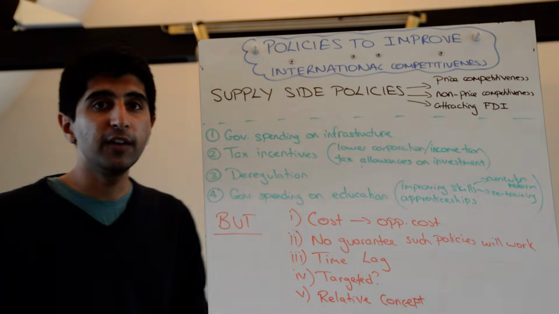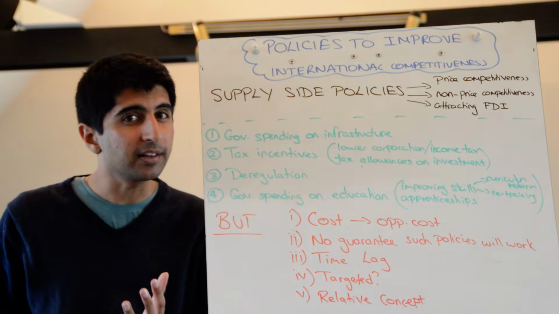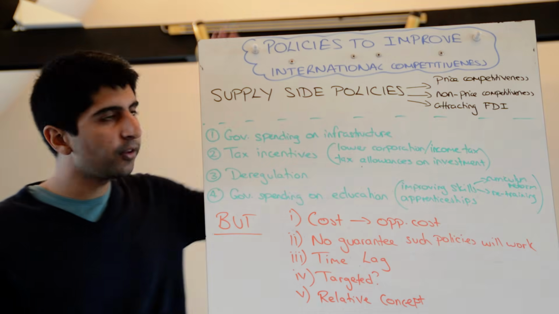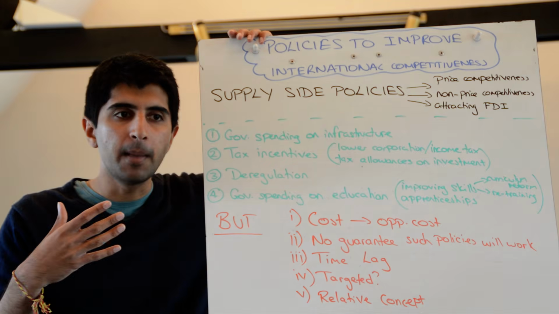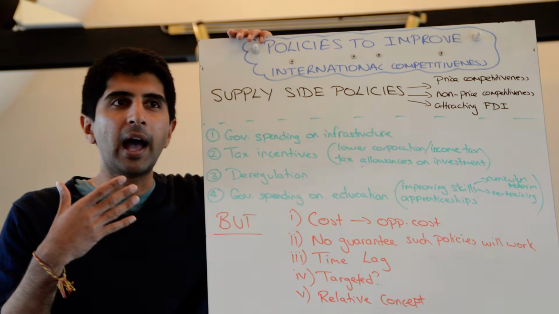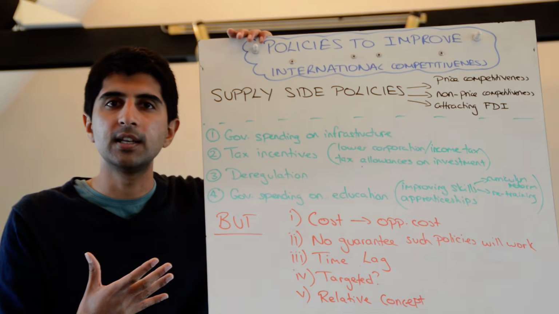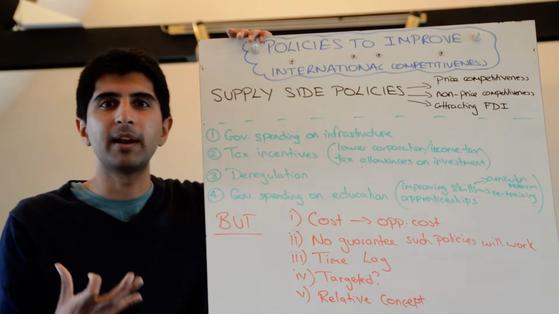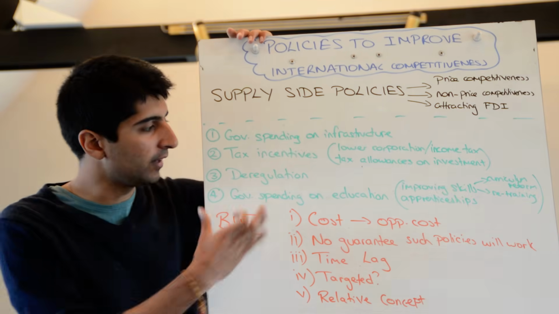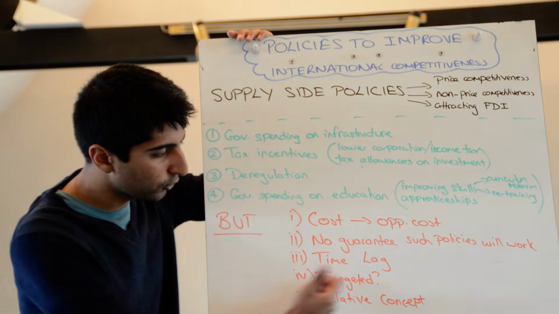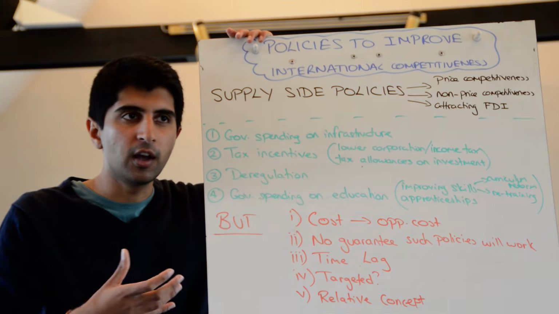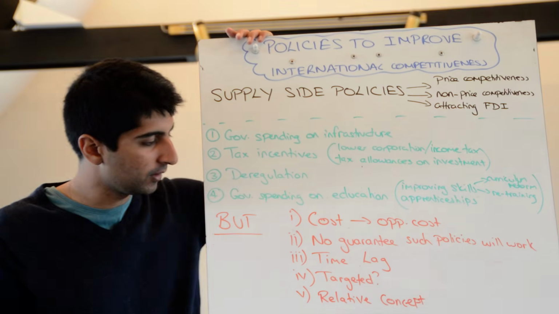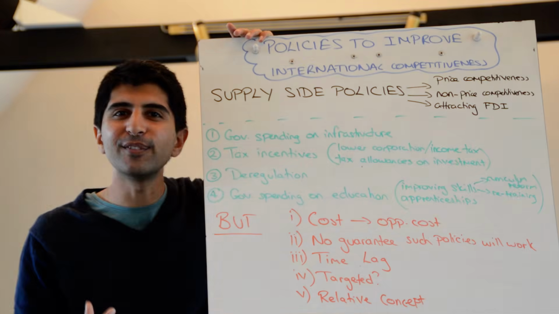Are they targeted? The UK, for example, is very unproductive. Labour productivity is very low compared to other nations. Therefore, if the policies being used in the UK are very business related, are very investment targeted, then you might argue that the policies are being used to improve competitiveness in the wrong areas. What's more important is government spending on education. So you can always question whether the policies being used are targeted exactly where the lack of competitiveness is occurring in a nation.